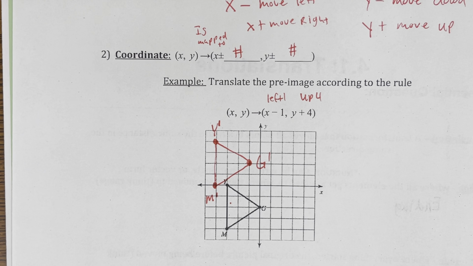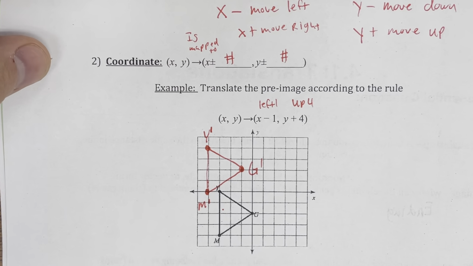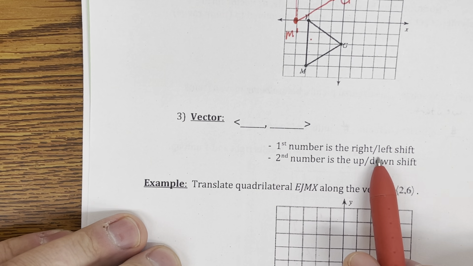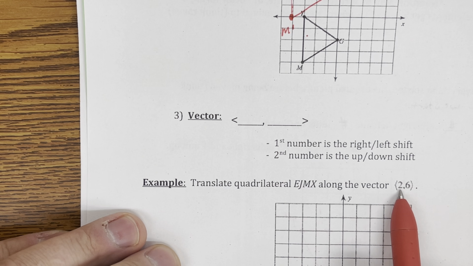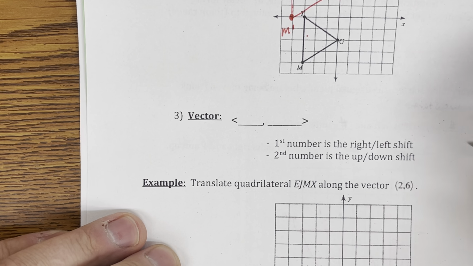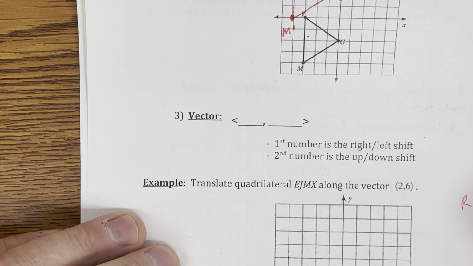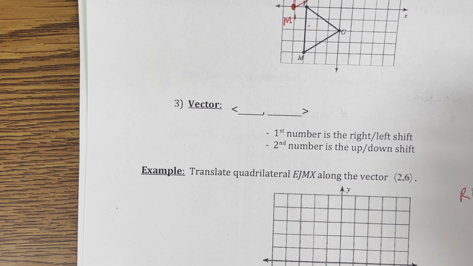Vector notation, okay? Very similar to what we just did with the coordinate. It's just gonna be listed as a vector. The first unit is the left and right shift, and the second number is the up or down. So here I have a positive 2, so since 2 is positive, I am going to go right 2. The up down is positive 6, so I'm going up 6. So I'm going to translate the figure right 2 and up 6.